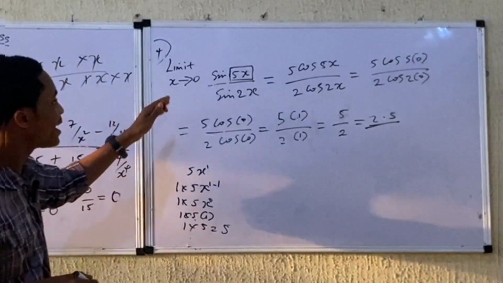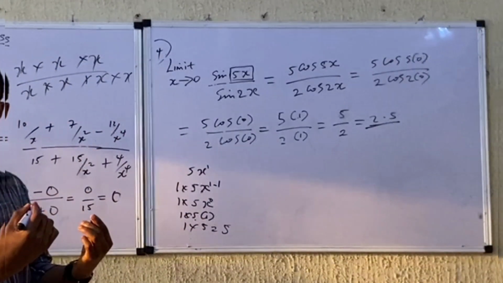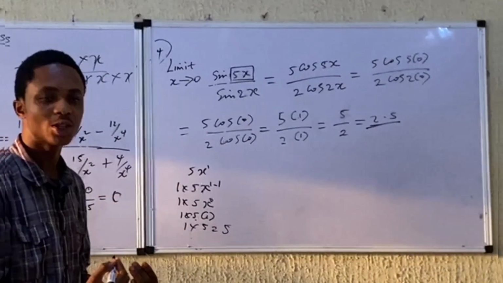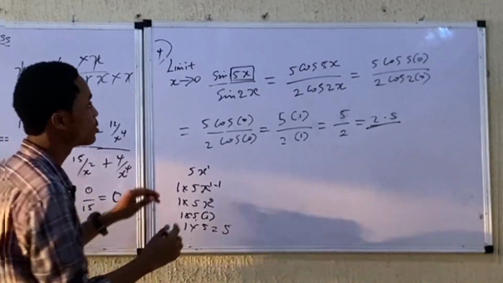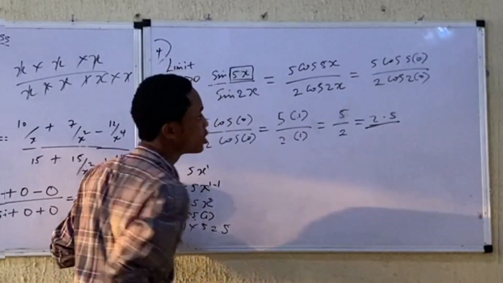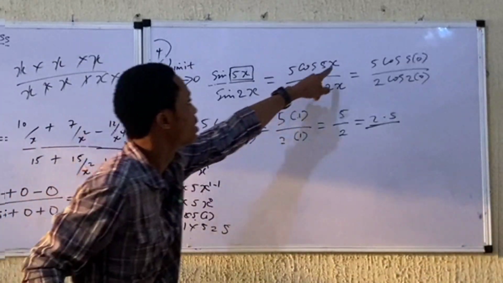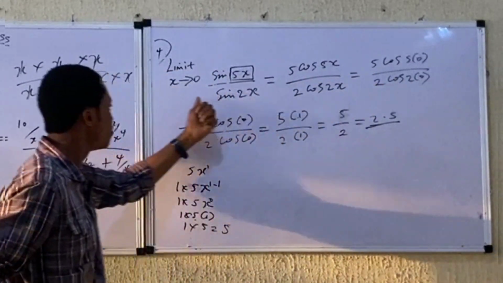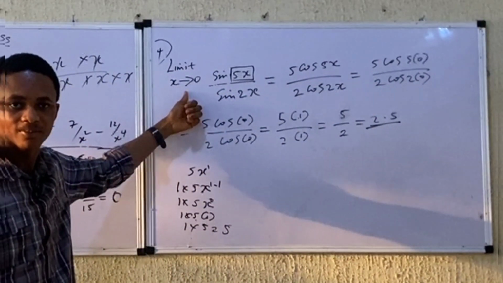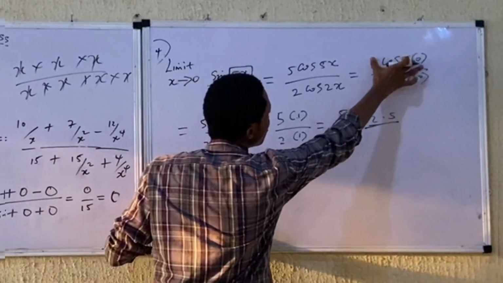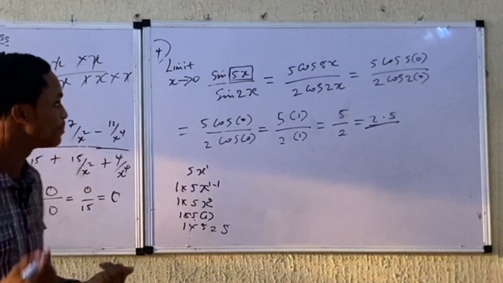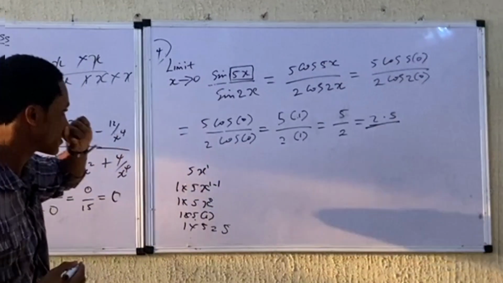Now, remember, x approaches 0. So wherever we see x now, we replace it with 0. Notice that. So that is 5 cos 5x; instead of writing x, replace it with 0. Please don't forget, replace it with 0. Now that is for the numerator, while the denominator repeats the same thing, leading to this place.